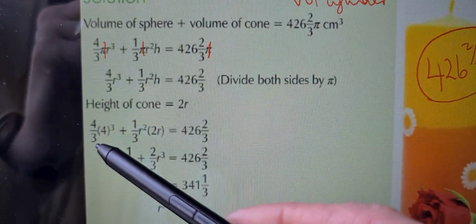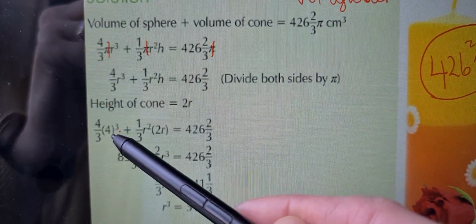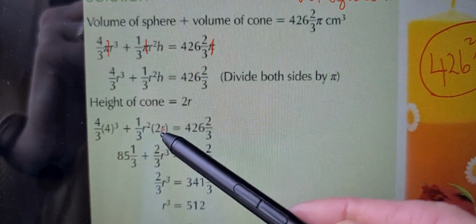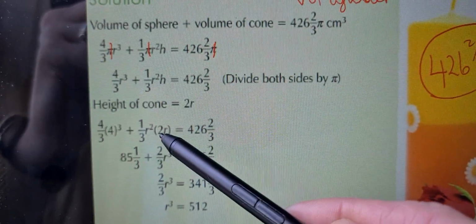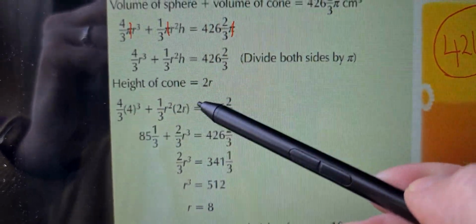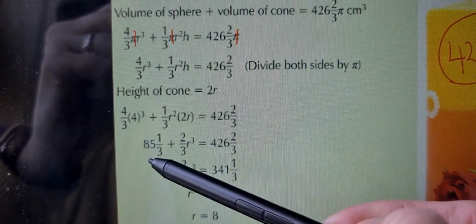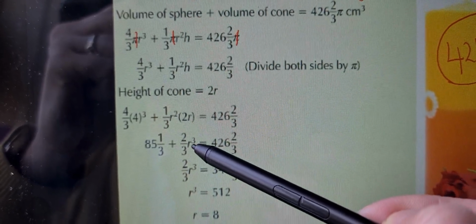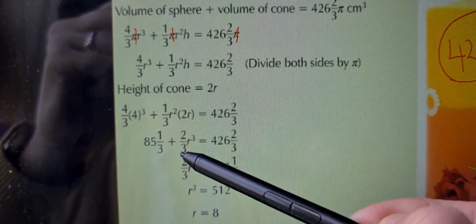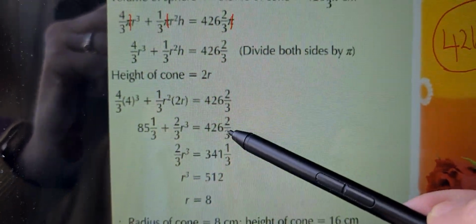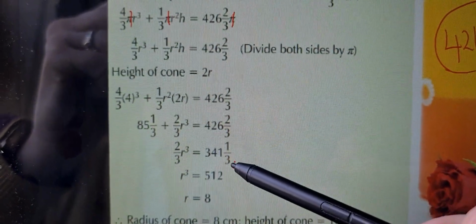So it's going to be 4/3. The radius of the sphere was 4, so I sub in 4 to be cubed, plus 1/3 r squared multiplied by h, which is 2r. And that should all equal that volume. Tidying it all up, multiply this out, you're getting 85 and 1/3 plus r squared multiplied by that r there will give you the r cubed. And 1/3 multiplied by 2 is 2/3, and it's all equal to that. Bring over the 85 and 1/3 and subtract it, and you'll get 341 and 1/3.